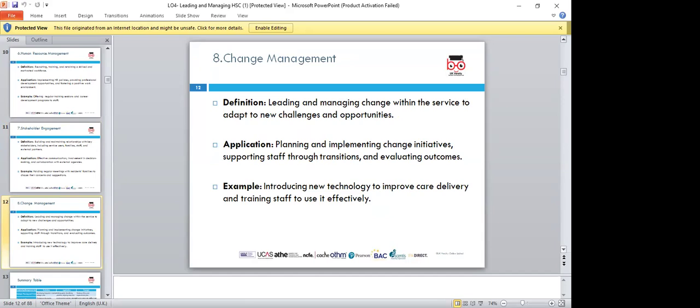This definition will be that you are leading and managing change within the service to adopt new challenges and opportunities. The application will be that you are planning and implementing change initiatives.